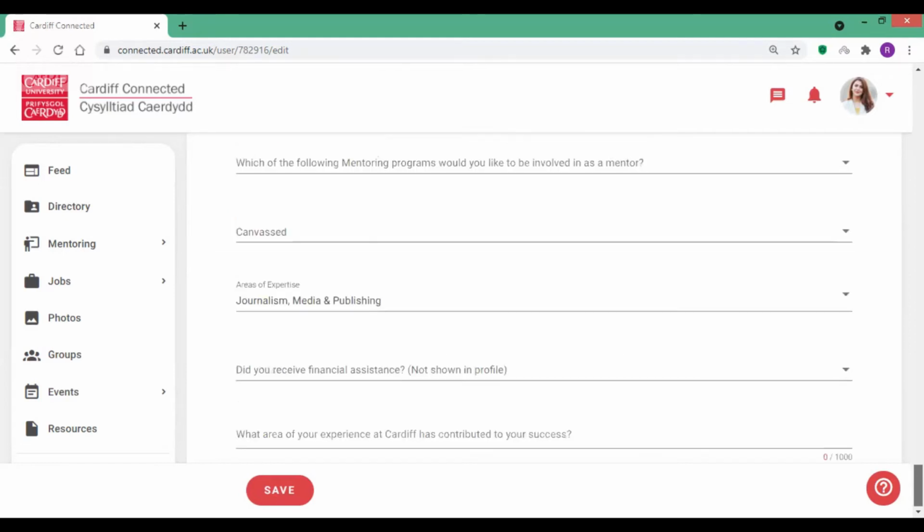Information. At the end of that section, there should be a question, what area of your experience at Cardiff has contributed to your success? This is the part where you can put in all the relevant information about your societies, activities, or any leadership roles that you were involved in.